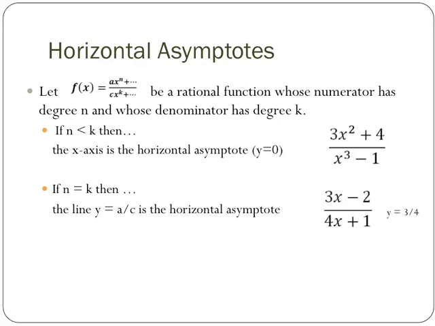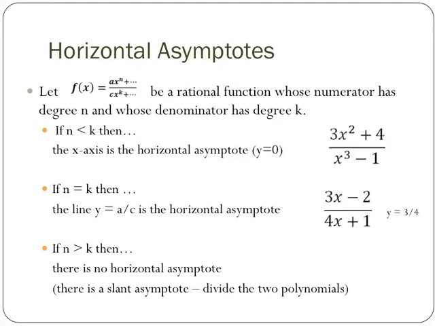In the last case, if the degree of the numerator is larger than the degree of the denominator, then there is no horizontal asymptote. In fact, what you end up having is a slant asymptote. And here's an example, (4x squared minus 1) over (2x plus 5). And the way you figure out what the slant asymptote is, you actually have to do polynomial division, which we've done before. And so you would divide those polynomials, and whatever the quotient is will give you the slant asymptote.